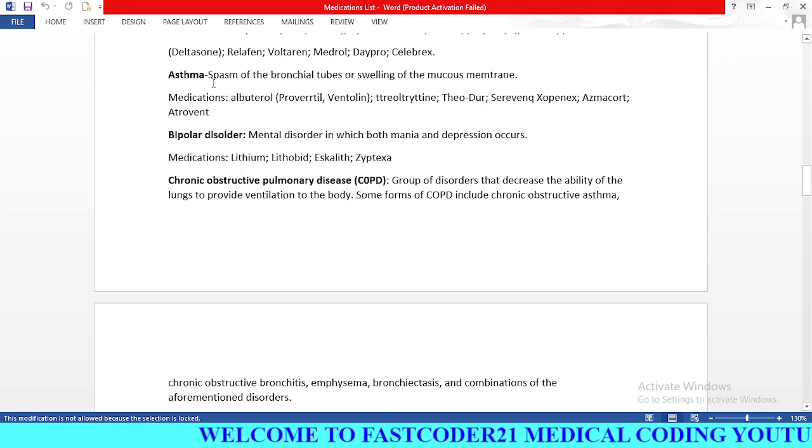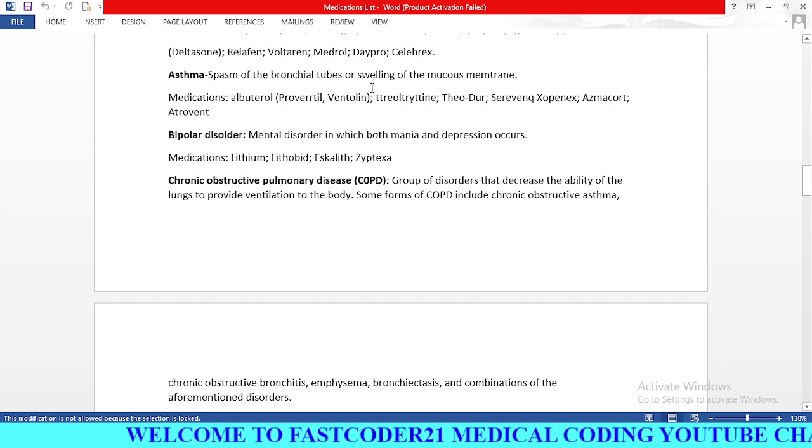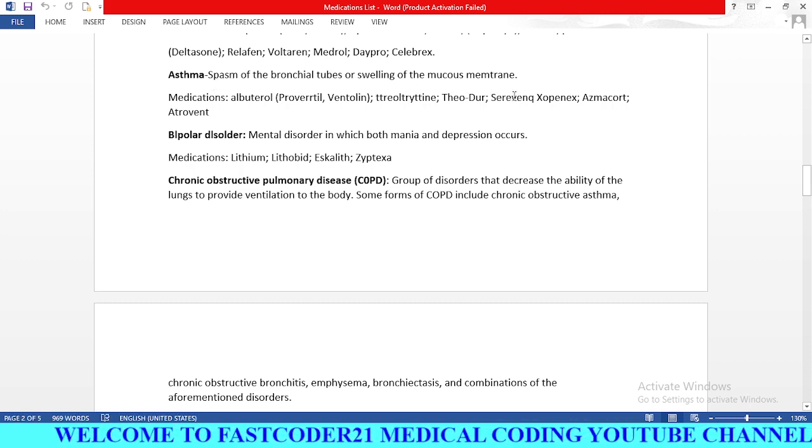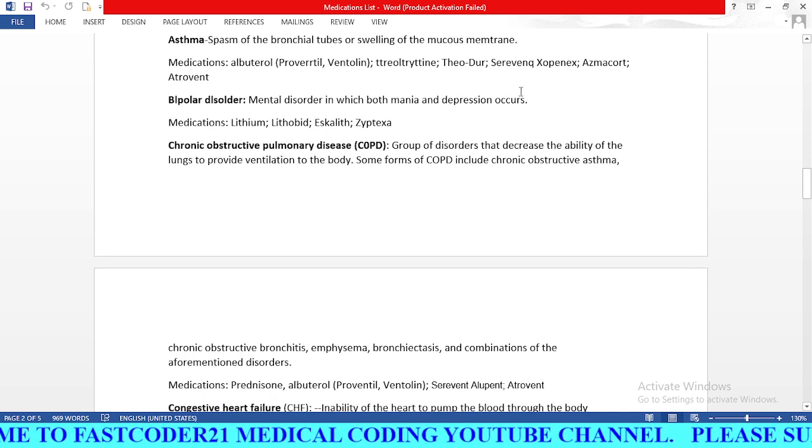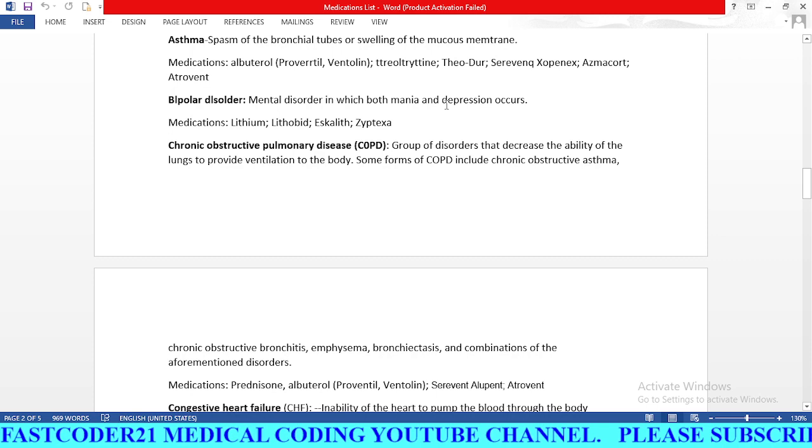The next one is asthma, spasm of the bronchial tubes or swelling of the mucous membranes. Here we have medications albuterol, Ventolin, Theo-Dur.